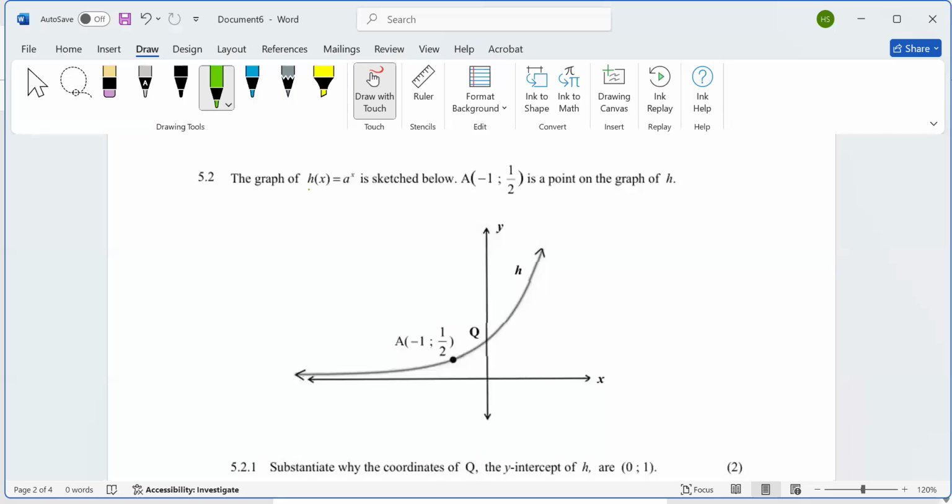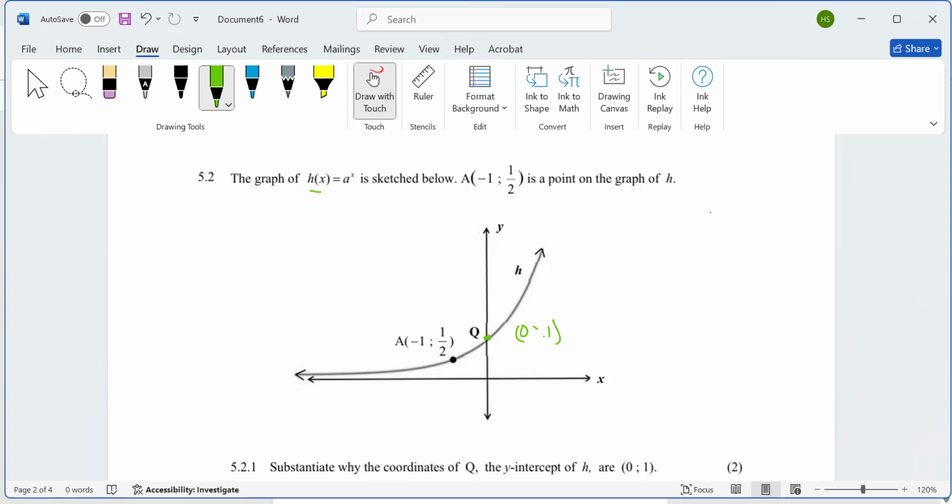The graph of h of x is given by a to the power of x is sketched. A is a point, -1 is to 1 over 2, the point on h, and then they tell us with this one here, number 1, it's 0 is to 1. They're asking you, why is this point equaling to 1?